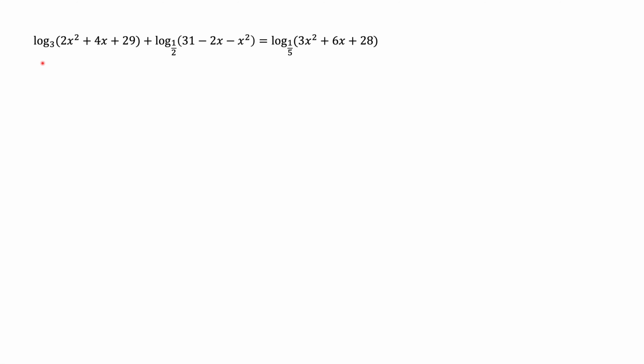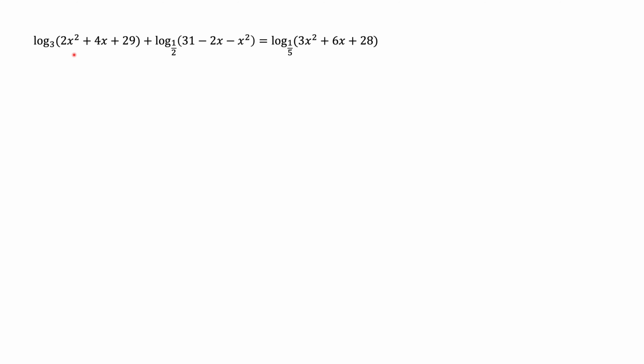Here we have a logarithmic equation. We have three logarithms, all with different bases, and inside of each logarithm we have a quadratic function. Normally when we deal with logarithms and we're trying to solve a logarithmic equation, we try to bring all logarithms to the same base. But that seems to be too complicated, because even if we do that, we're probably going to get some kind of polynomial equation of a high order.